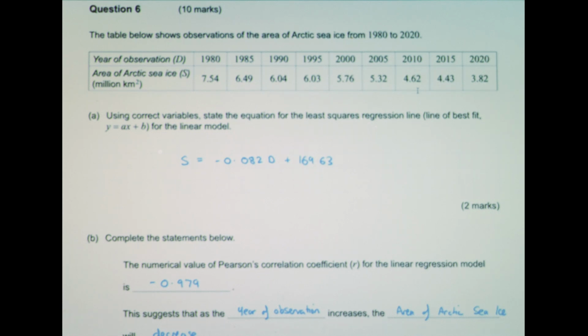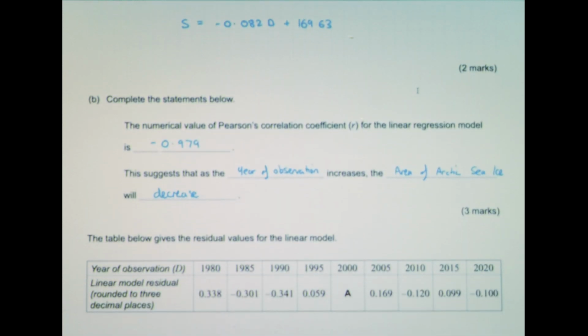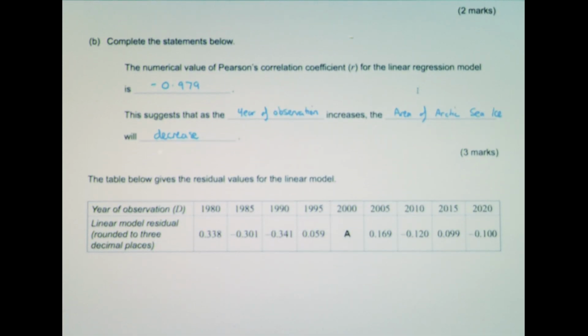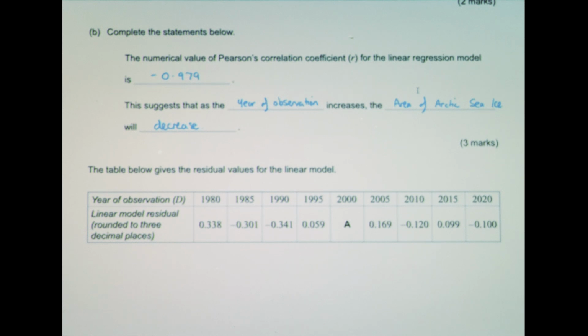Part B, complete the statement below. The numerical value of Pearson's correlation coefficient R for the linear regression model is, so we're looking for the R value there. The negative was important, okay, because it was a negative relationship. And the 0.797, if they gave us negative 0.98, that was okay. But if they gave us negative 1, obviously that's not okay.